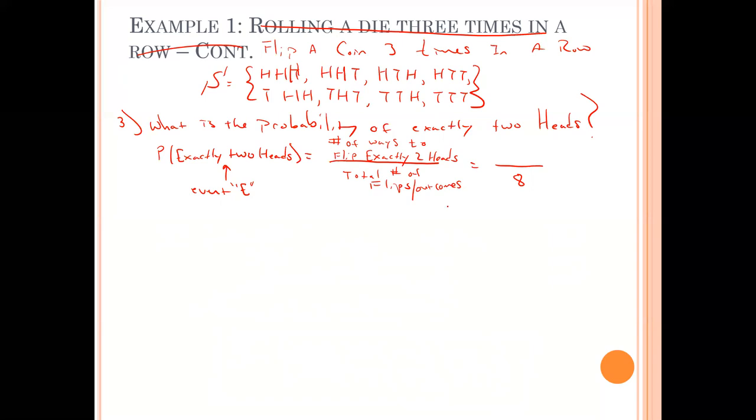Yeah, thank you, Pamela. You have to be very careful about this logically. Is head, head, head exactly 2 heads? No, that's 3 heads. So is head, head, tail exactly 2 heads? Head, tail, head is exactly 2 heads. And then tail, head, head is exactly 2 heads. So this is just 3 out of 8. And that's it. You can leave it unreduced, or you can leave it as a fraction.